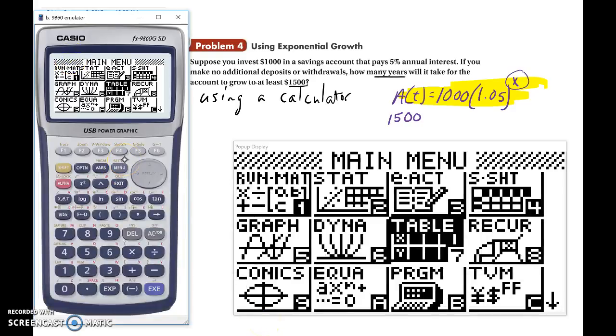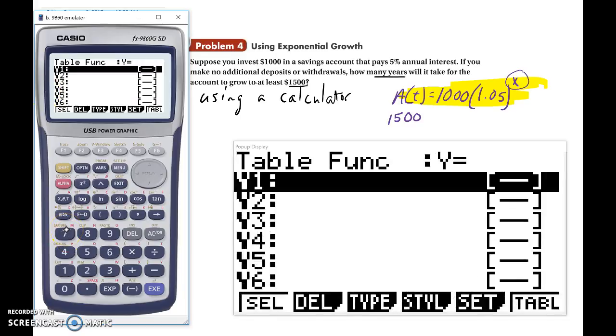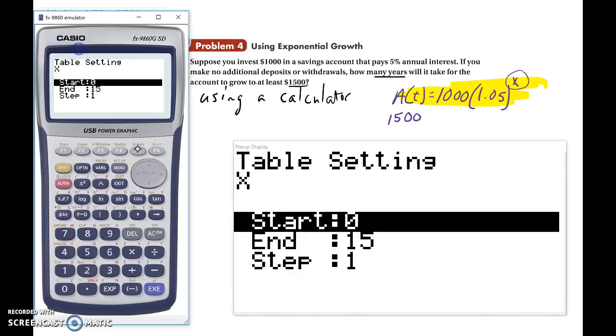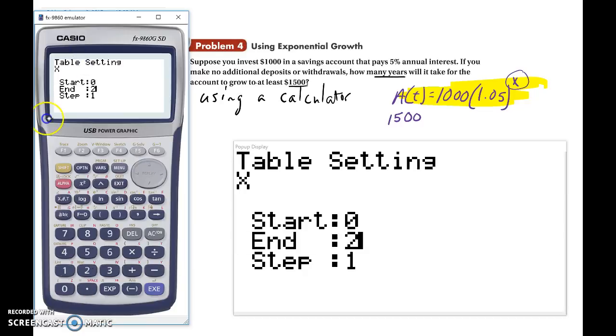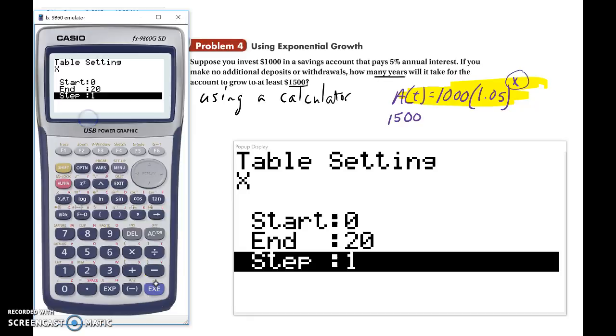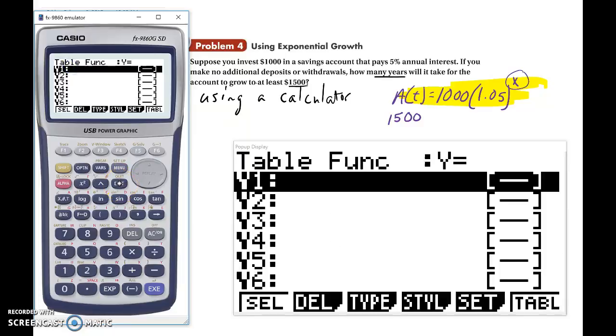All right, so let me start from the beginning. We start at our menu. We can then press 7 for table. First thing that we're going to do is set this table. So you want to make sure it starts at 0, and you should pick a fairly larger number. It usually goes from 1 to 5, but you want to make sure that you have a decent amount of x's being plugged in. In case this could take 15 years, you want to make sure you have enough. So this 0 to 20 will be good enough for now.